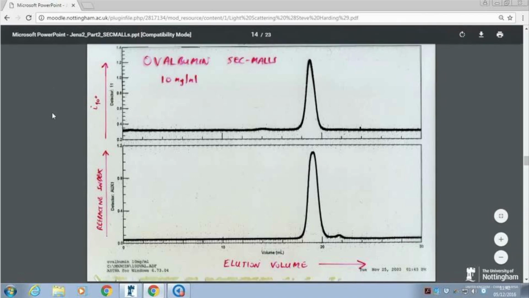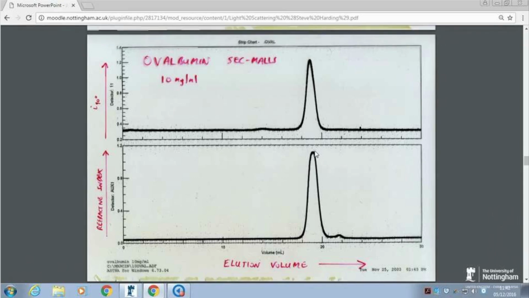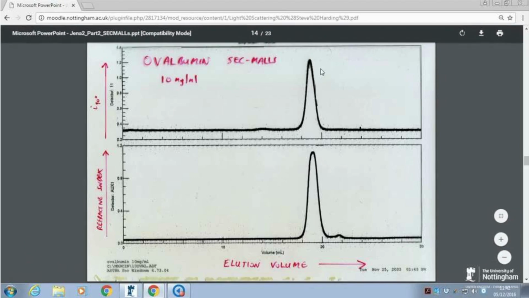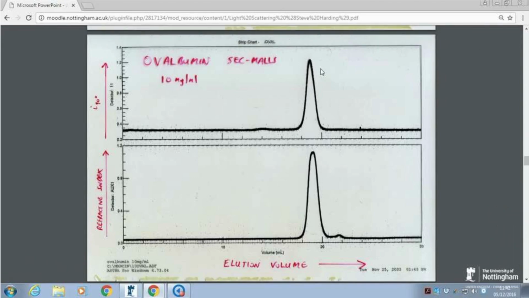And you can see it lines up beautifully with the concentration signal. That's the intensity. That's the concentration. So intensity, concentration, angle, you can get the molecular weight, Kc over R theta. And if it's small enough, we don't have to do the angular extrapolation to 0. That's a 10 mg per mil.